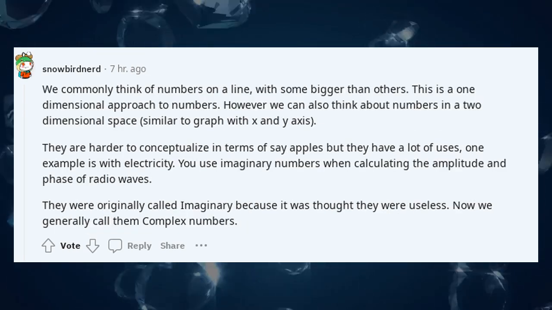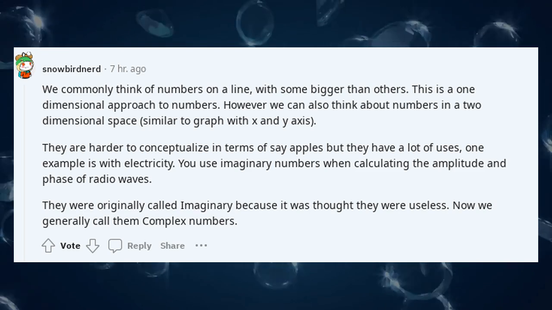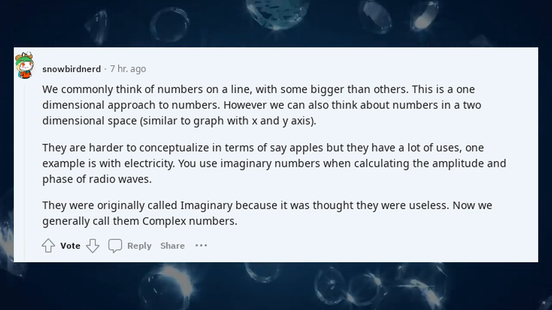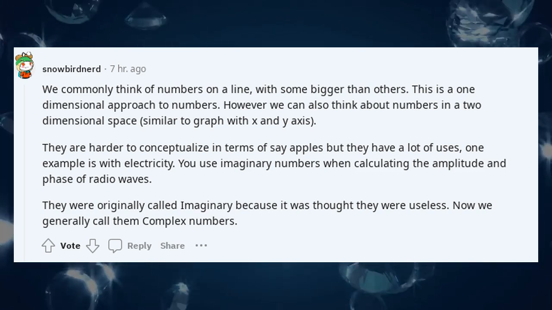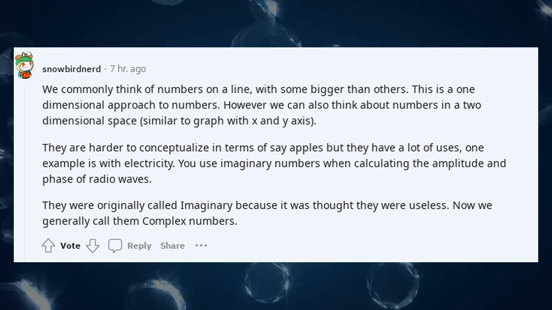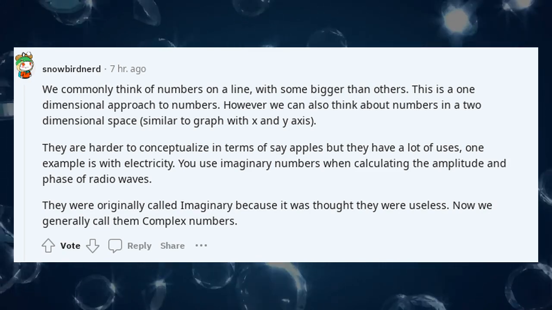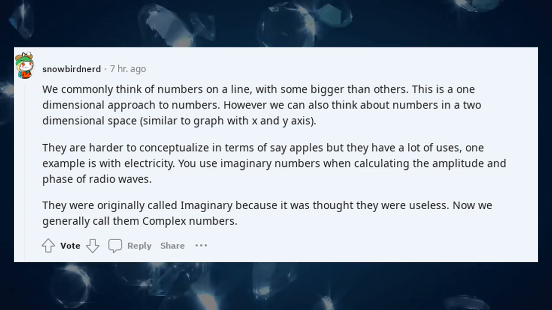We commonly think of numbers on a line, with some bigger than others. This is a one-dimensional approach to numbers. However, we can also think about numbers in a two-dimensional space similar to a graph with x and y axis. They are harder to conceptualize in terms of, say, apples, but they have a lot of uses.